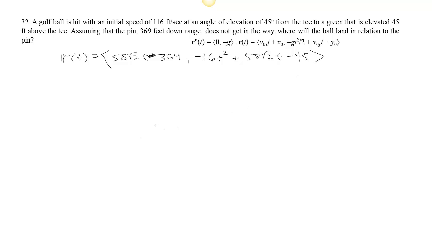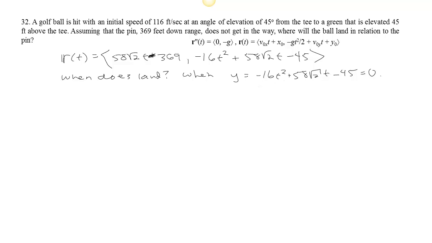Okay, so we need to know where the ball will land in relation to the pin. When it lands, we know that the y value will be equal to 0. So when does it land? Well, when the y value is equal to 0. So when y, which is negative 16 t squared plus 58 root 2 t minus 45, turns out to be equal to 0.